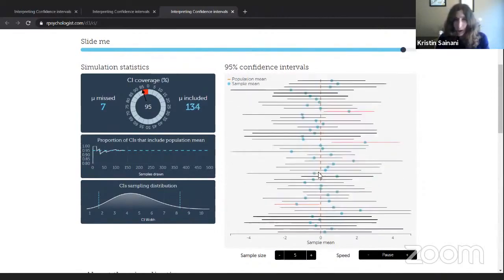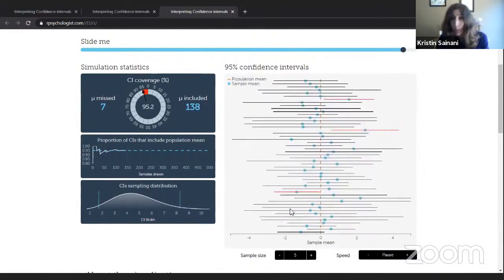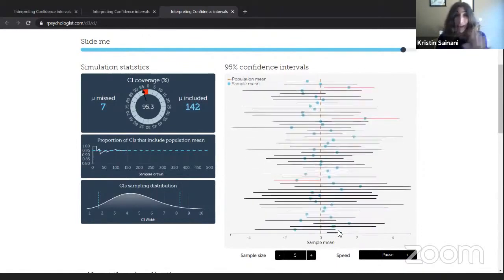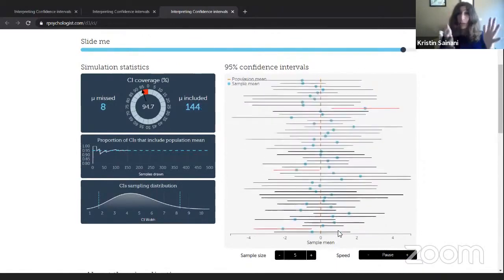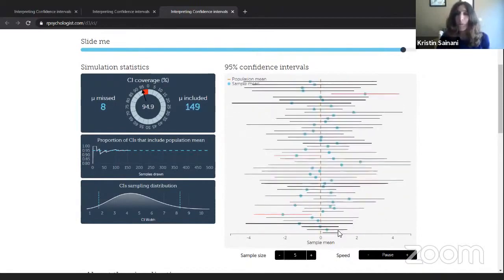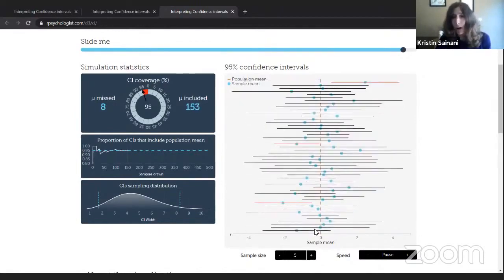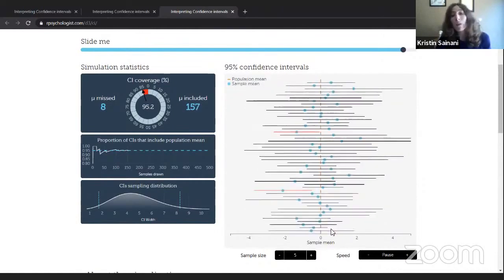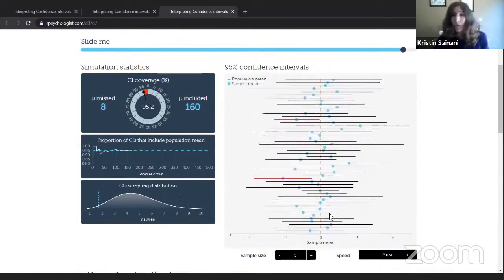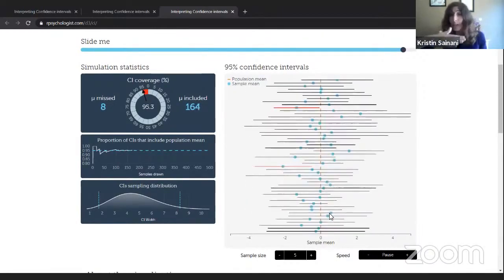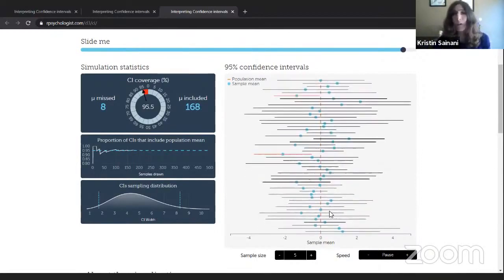I want you to focus your eyes for a minute just on how much these blue dots are bouncing around 0. That's, as we talked about before, an illustration of the standard error. I also now want you to look at the confidence intervals. So notice what's happening with the confidence intervals. Most of the confidence intervals are crossing 0. They're crossing our true value. They contain the true value.